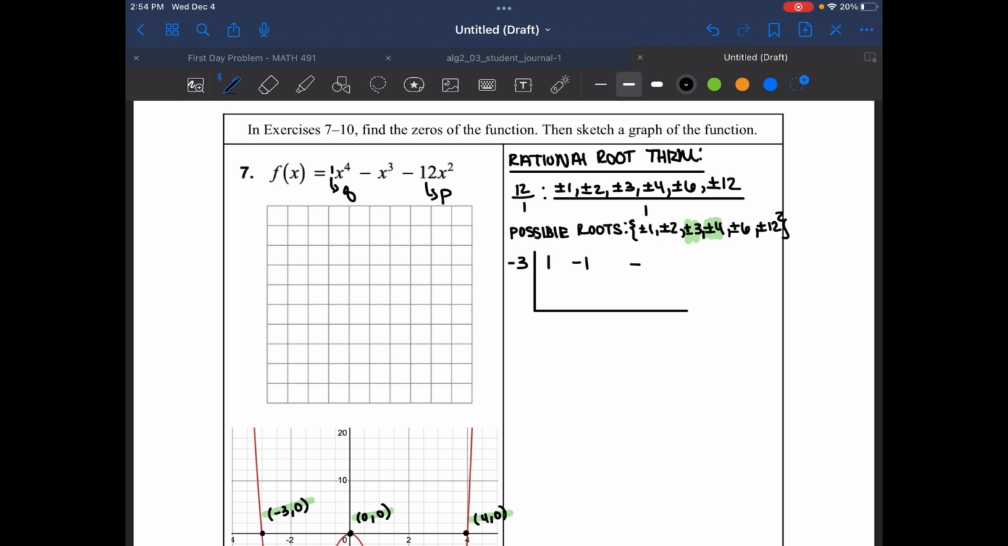So we have 1, -1, -12. I don't think I'm going to need placeholders. I'm going to drop my 1 down, -3, -4, +12. That is a factor. Okay.